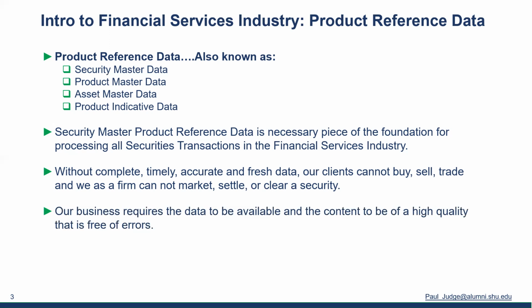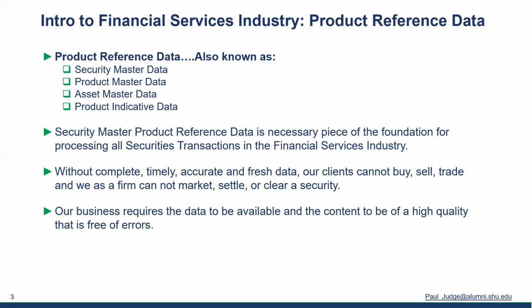Our business requires that the data be available and that the content be of high quality, free of errors, right? When there are errors in the data, that creates a break for the operations people. That automatic transaction, that straight-through process, stops, it breaks. And an operations person, a human being, a clerk, somebody has to go in and manually correct the data. Maybe the wrong CUSIP was put in. Maybe it was the wrong product description. Maybe the product description didn't have the maturity date or some other information correctly included.